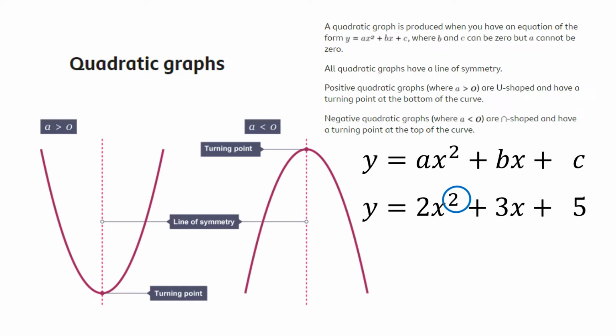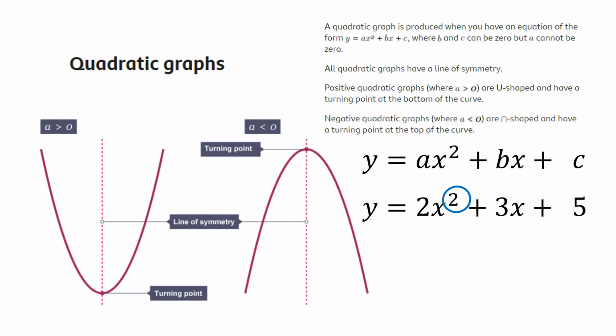Now, all quadratic graphs have a line of symmetry. Positive quadratic graphs, where a is bigger than 0, so where the a value is positive, are U-shaped and have a turning point at the bottom of the curve. A negative quadratic graph, where a is smaller than 0, so where a is negative, you're going to have an upside down U shape and have a turning point at the top of the curve.